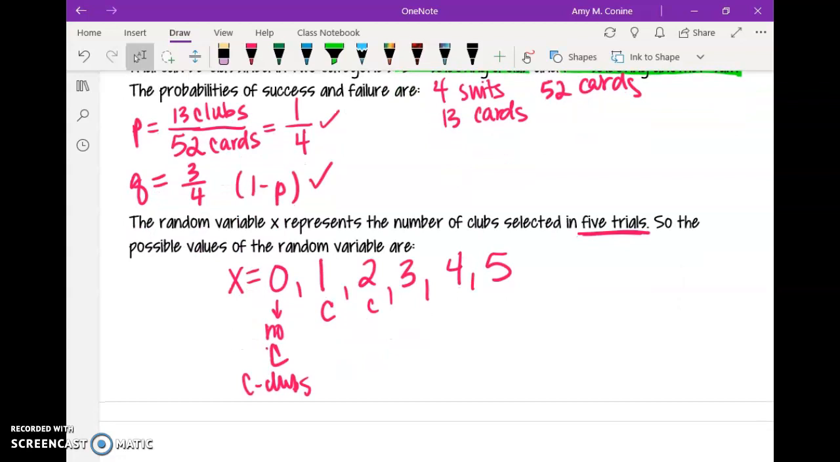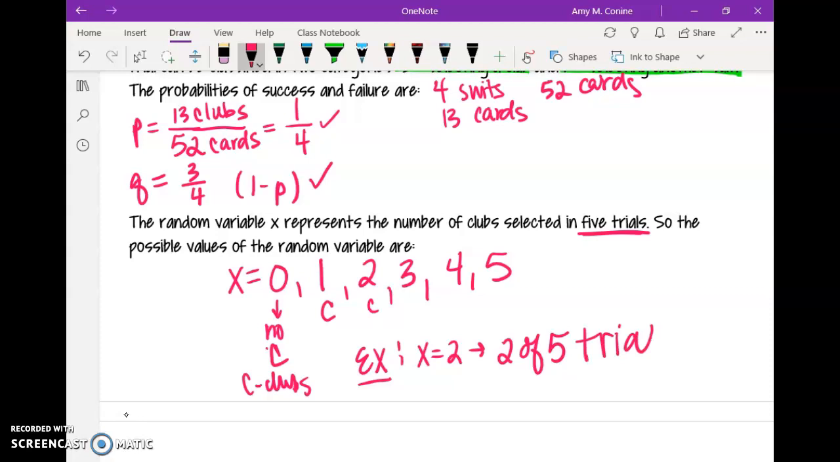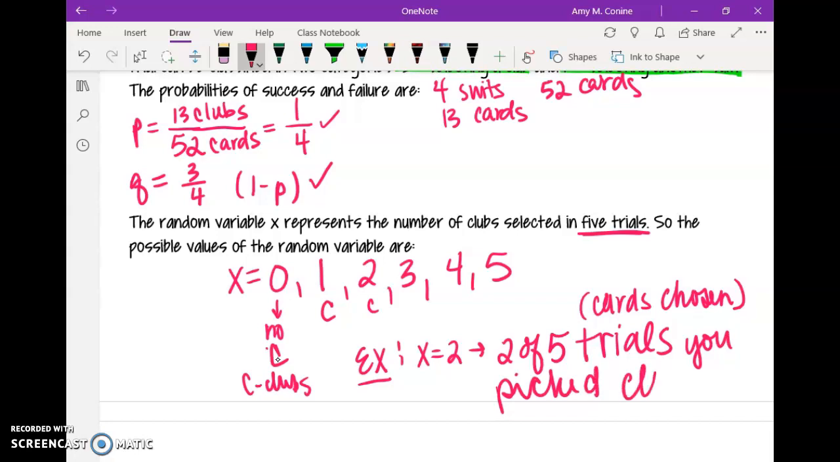So if we said, for example, X was equal to 2, that means 2 of your 5 trials or cards chosen you picked clubs. Okay.